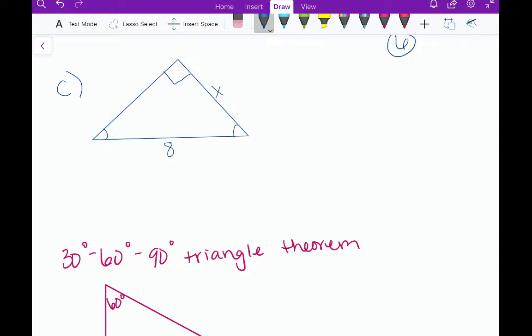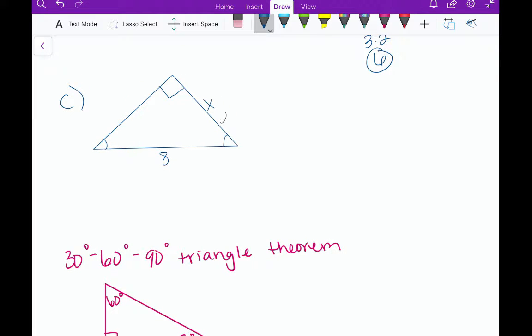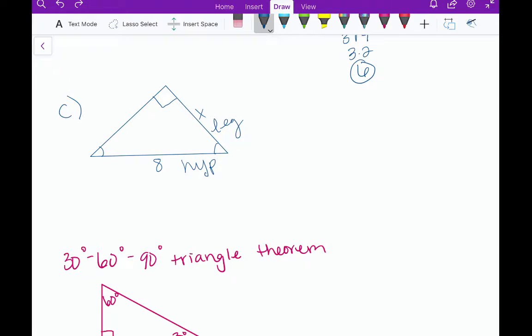Example C, I know the hypotenuse, and I know these angles are congruent, so I know it's a 45, 45, 90, and I need to find out what x is. In order to get from the leg to the hypotenuse, I multiply by square root of 2. So in order to get from the hypotenuse to the leg, I need to divide by the square root of 2. The problem with this answer is that we cannot leave our answer with a radical in the denominator. That's kind of a faux pas in math.